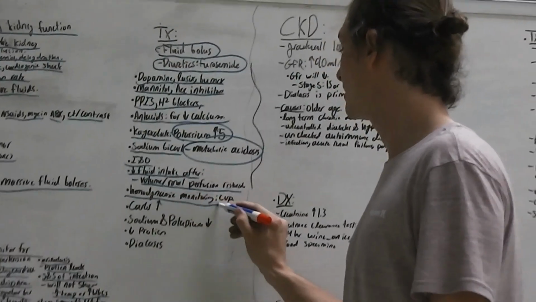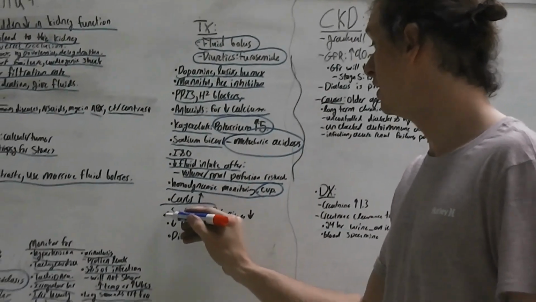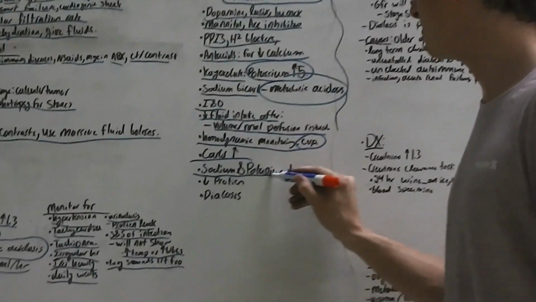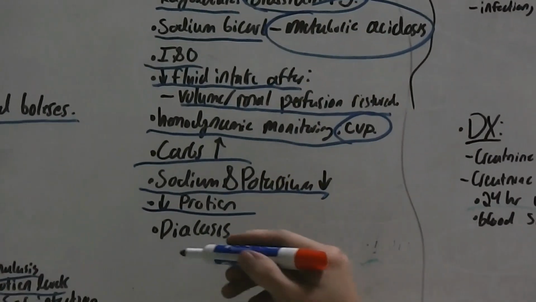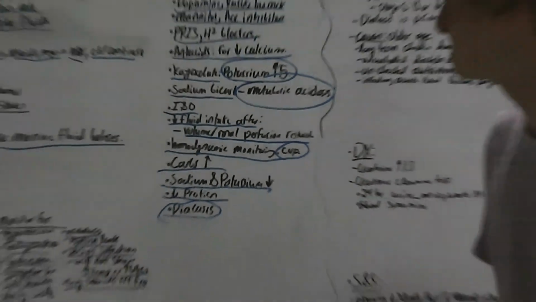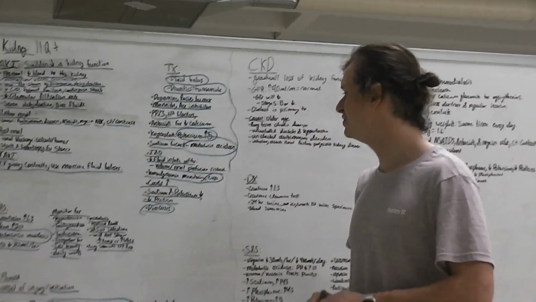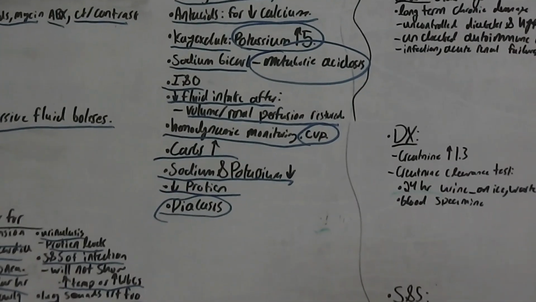Hemodynamic monitoring, we're going to be looking at that CVP. We're going to increase carbs in acute kidney injury. We're going to decrease sodium and potassium in acute kidney injury. We're going to decrease proteins in acute kidney injury. And we're probably going to do dialysis at some point. But let's see, what kind of diet? Would you see canned foods for this patient with acute kidney injury? No. What about bananas or potatoes?